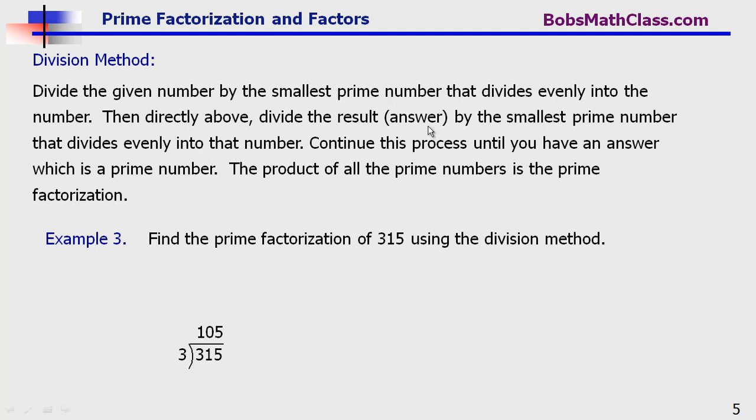Now we're going to continue this process. We're going to divide the result by the smallest prime number that divides evenly into that number. So again, 2 doesn't go into this 105. Does 3 go into it? So put another division box. Yeah, 1, 0, and 5 is 6, so we could put a 3 in front again, and then divide 3 into 105. That gives us 35.